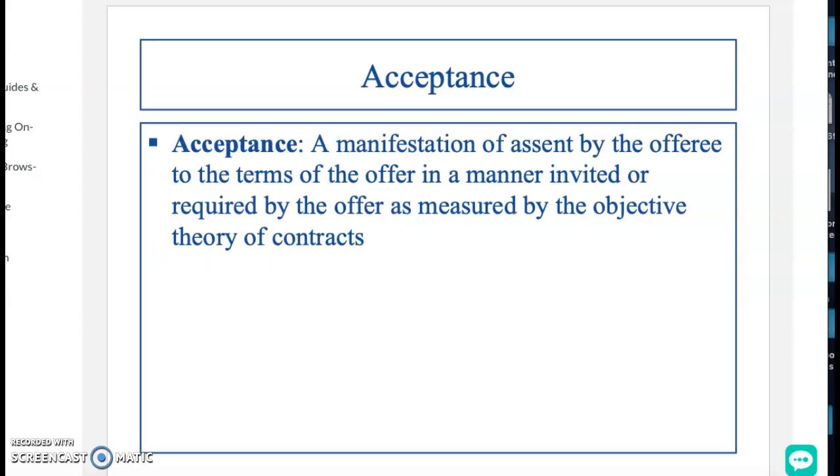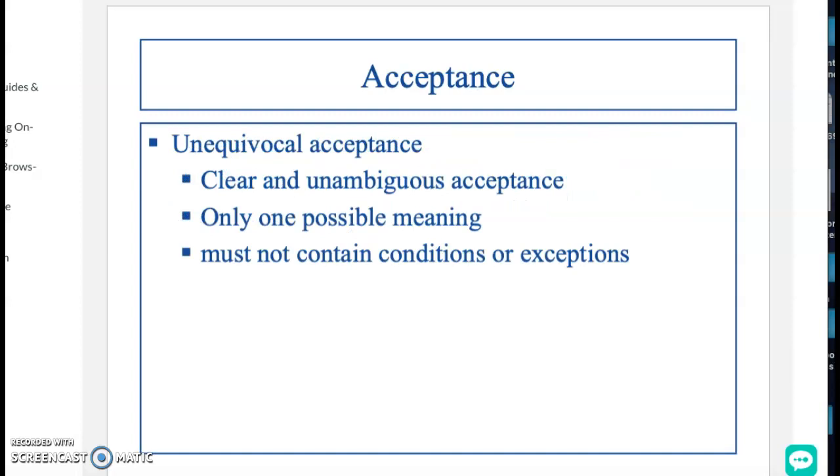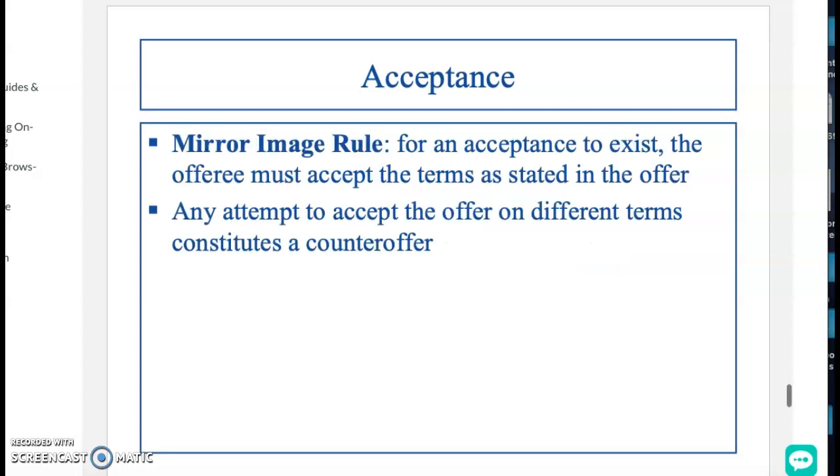Acceptance would be, obviously, if the offer is not terminated and both parties agree on the terms of the offer in the manner invited or required by the offer as measured by the objective theory of contracts. So I will buy your 500 widgets for $500. It's accepted. The unequivocal acceptance is clear and unambiguous, only one possible meaning, and it must not contain any conditions or exceptions. So very clear, I'm taking what you requested. Mirror image rule means you must accept exactly as the terms state.